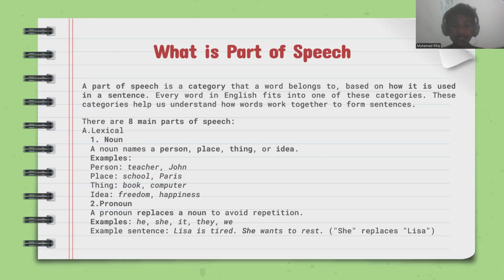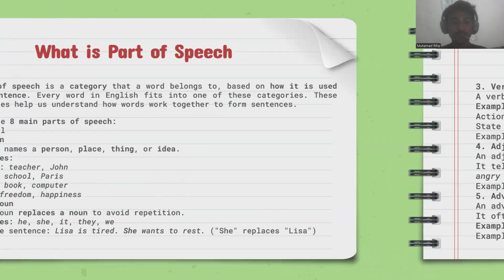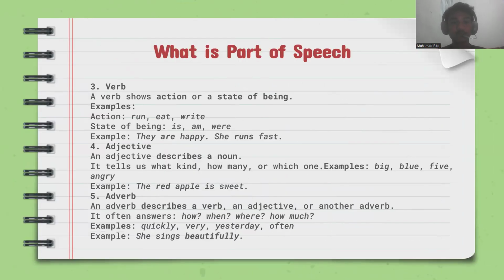Example sentence: Lisa is tired. She wants to rest. She replaced Lisa. Number 3 is a verb. A verb shows action or a state of being. Examples of action: run, eat, write. State of being: is, am, and were. Example: they are happy. She runs fast.